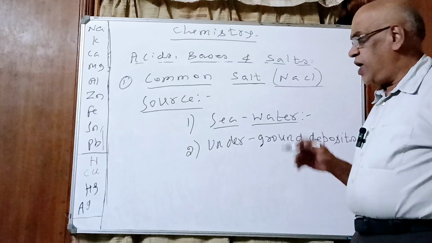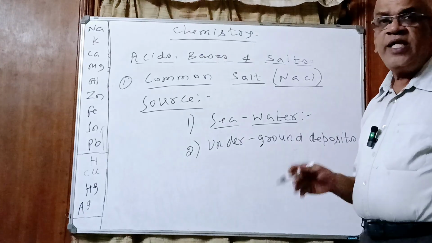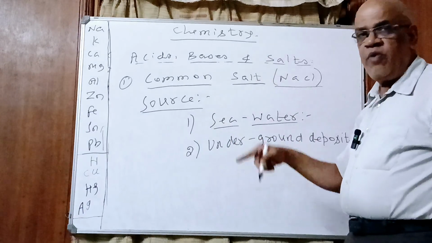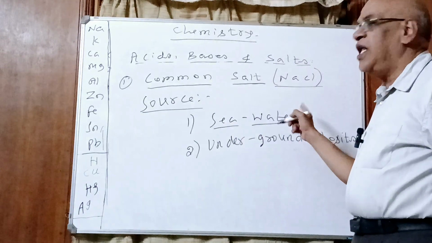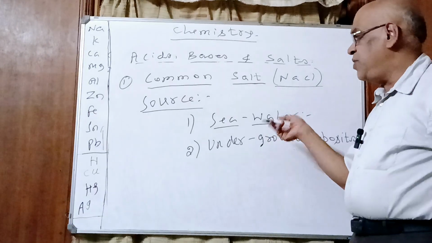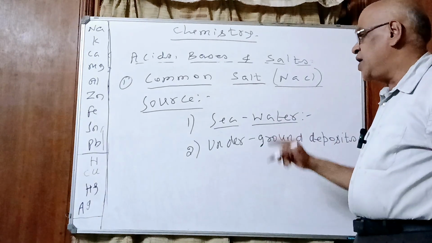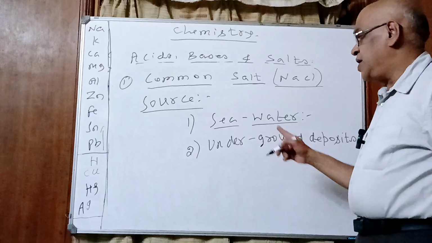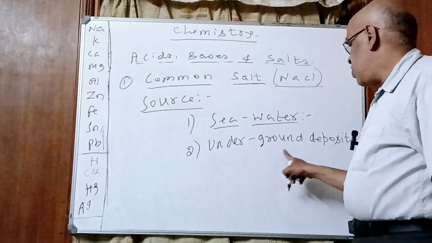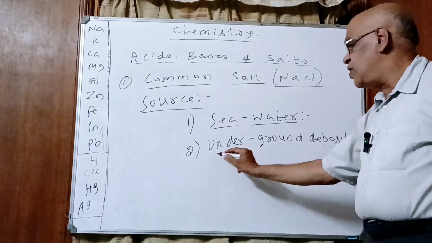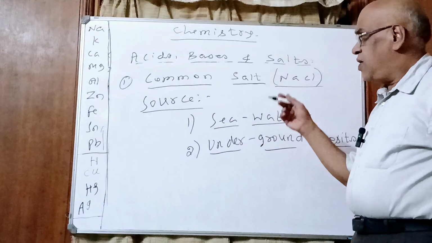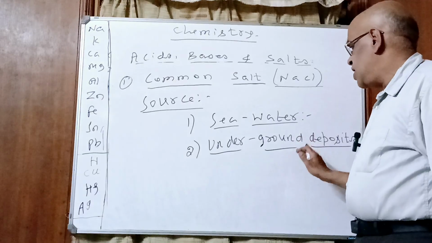Then what happens? It is made to evaporate. Due to the sun's heat, water gets evaporated and salt is left behind. This salt will have many impurities. The impurities are removed. Then what we get is pure common salt, that is sodium chloride, children. Understood?